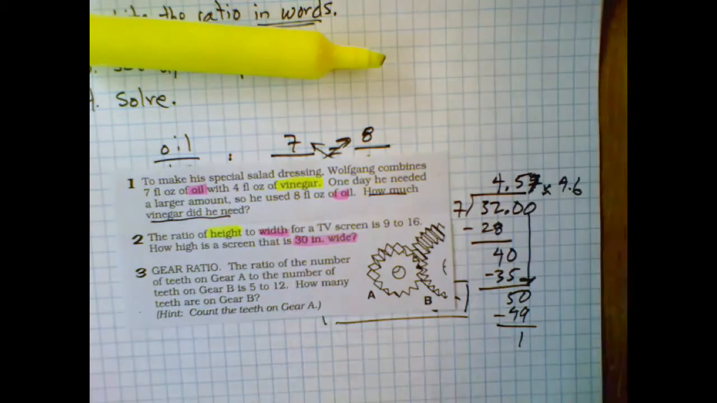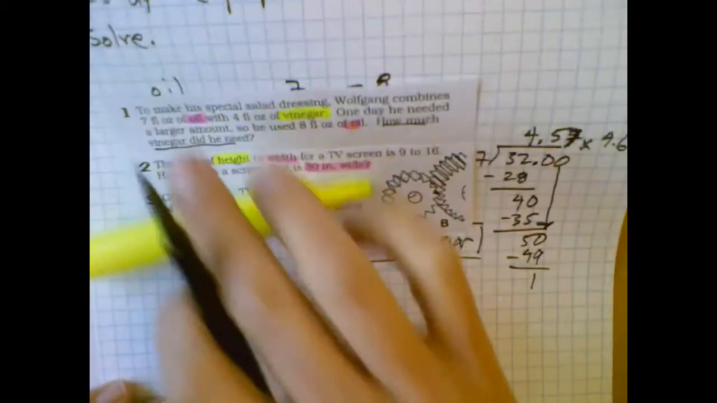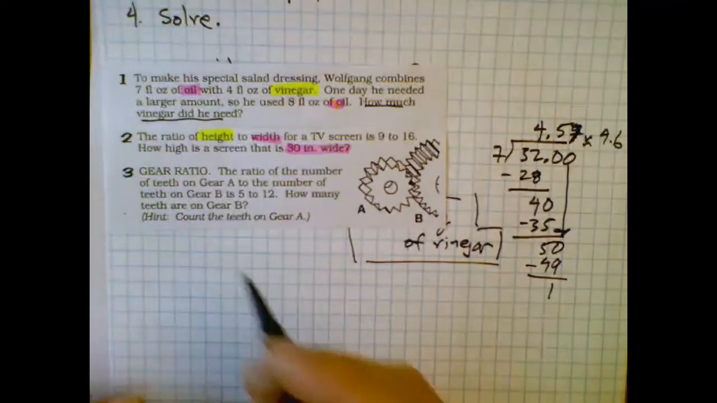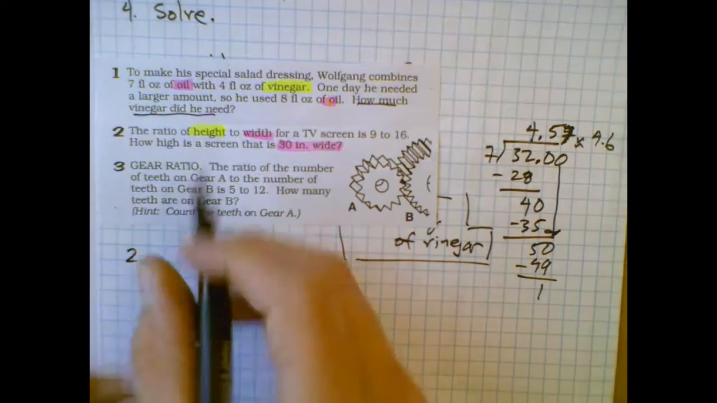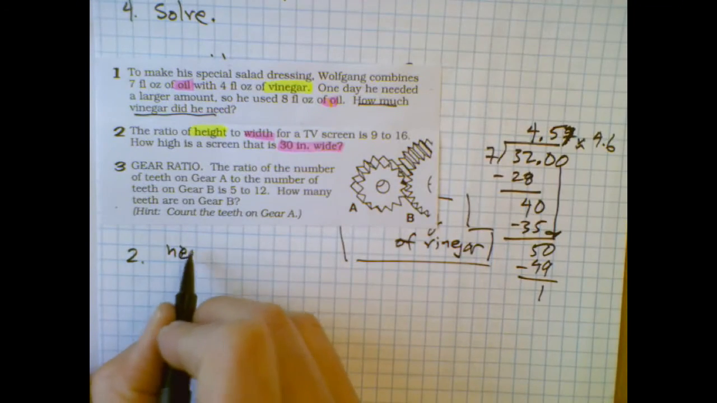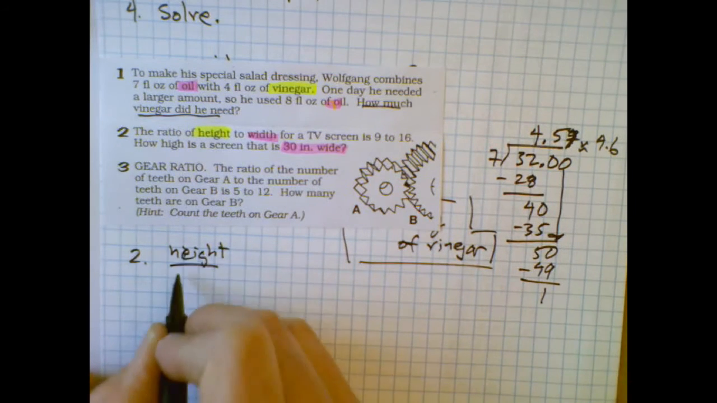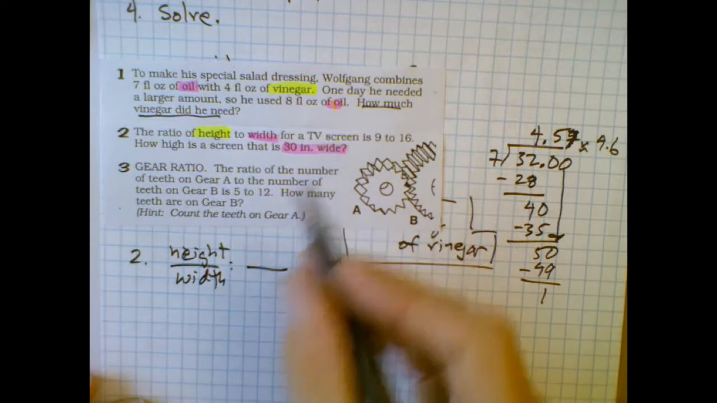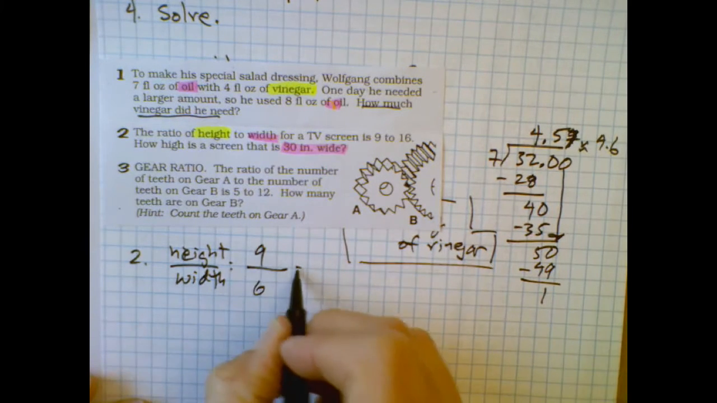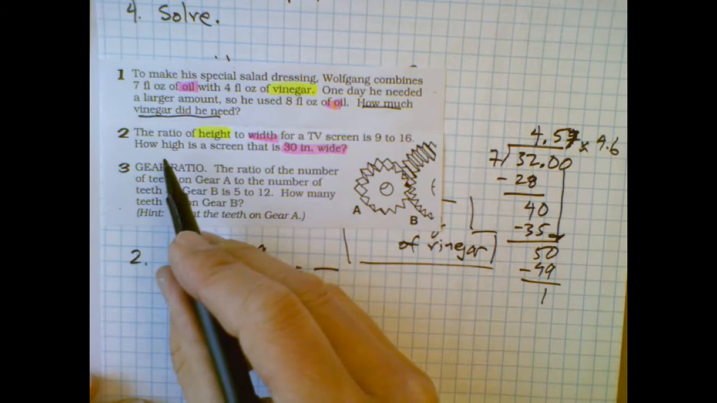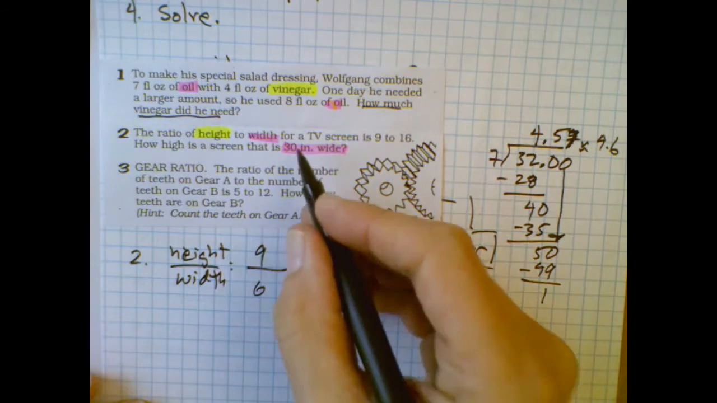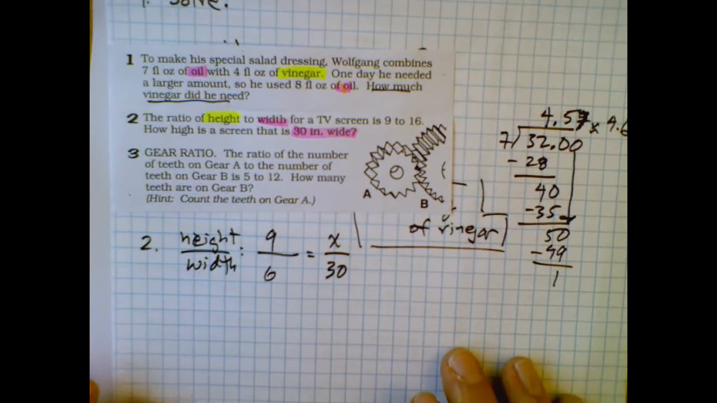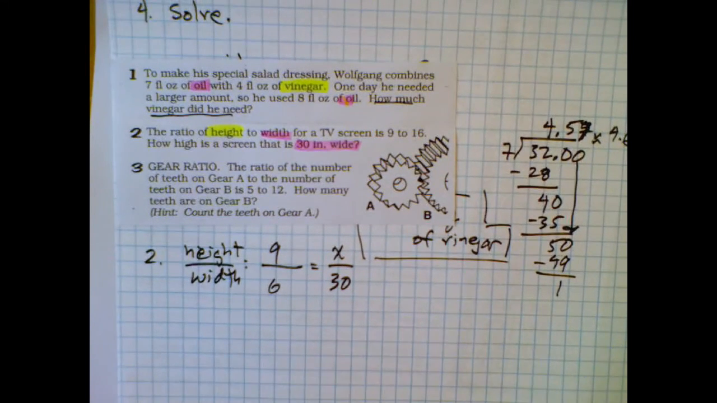So in this one, number 2, it looks like I'm going to have my height to my width. And when I do that, my ratio is 9 to 16. And I'm given, I don't know what the height is, so that's my unknown, for a screen that's 30 inches wide. And then I could use cross multiplication to do that. We'll stop here. I hope that helps.